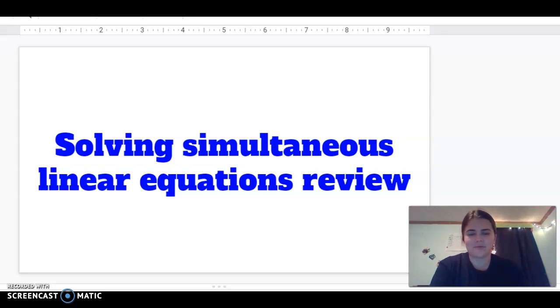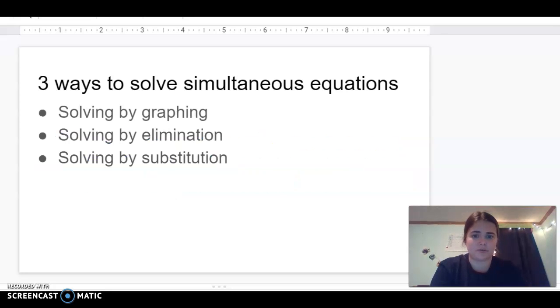Hello, today we are going to review solving simultaneous linear equations, otherwise known as systems of equations. There are three ways to solve simultaneous equations: solving by graphing, solving by elimination, and solving by substitution. Today we are just going to look at solving by elimination. We're just going to review that.